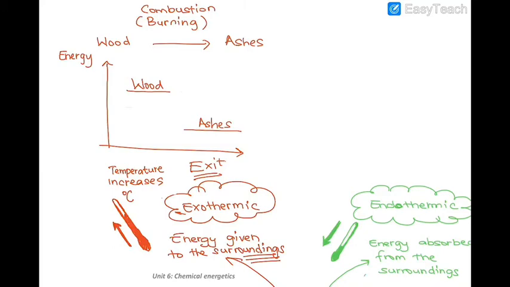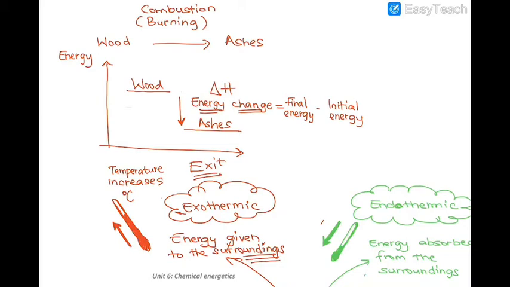So what has happened is that the energy of the system has decreased, and we have an energy change happening over here. That energy change, we can easily find by doing the final energy, the energy of the ashes, minus the initial energy, the energy from the wood. Now in science, energy can be represented by H, and change is represented by the symbol delta. So energy change can be written as delta H.